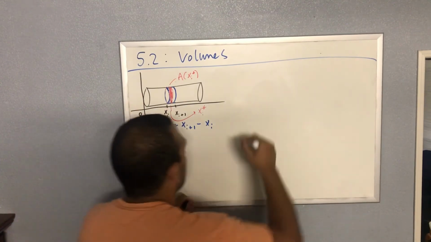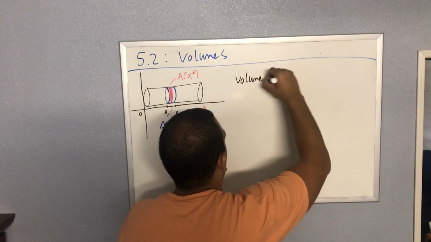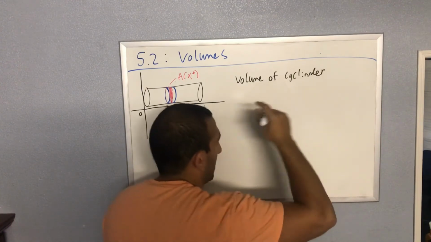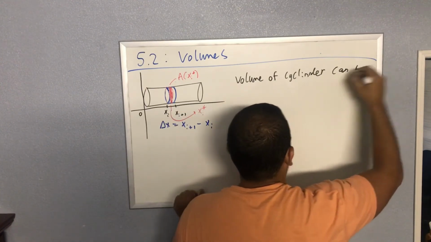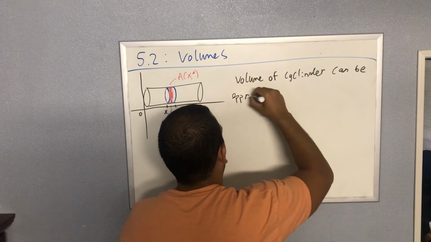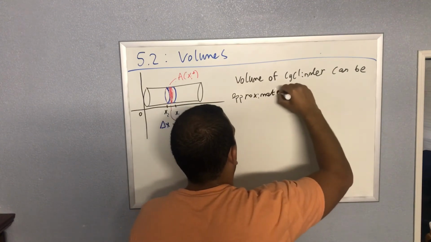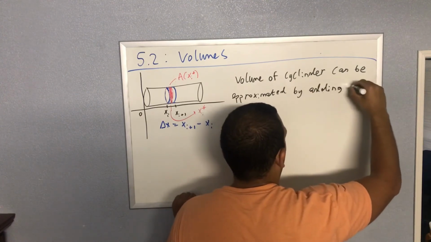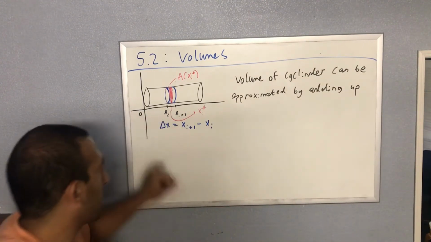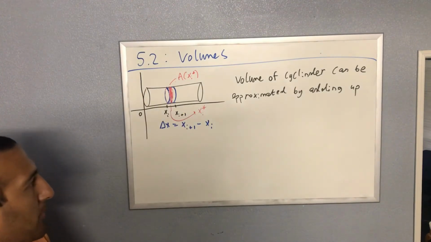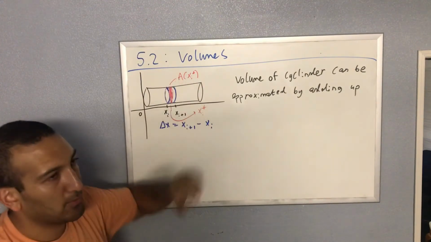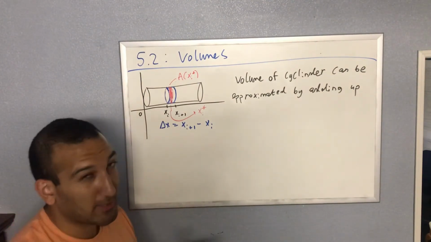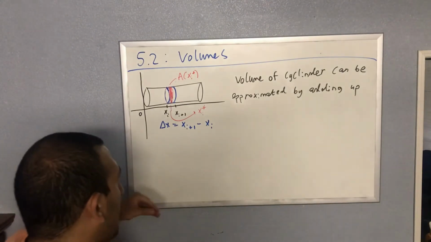is the volume of the cylinder. So the volume of the overall cylinder can be approximated by, if we add up the volume of each of the crackers within it. Each cracker, or a slab in general, is some slab of this guy.